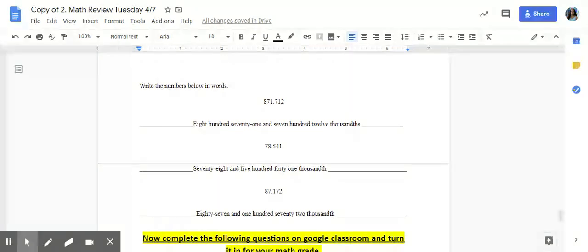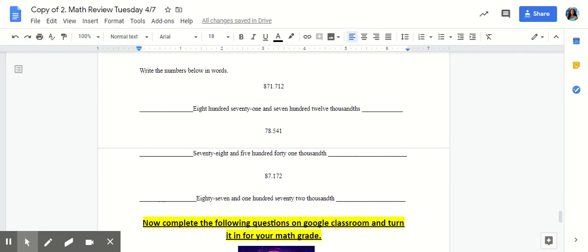Lastly, you're going to write the number below in words. We have 871 and 712 thousandths. This is what it should look like in written form. Then we have 78 and 541 thousandths. And lastly, 87 and 172 thousandths.